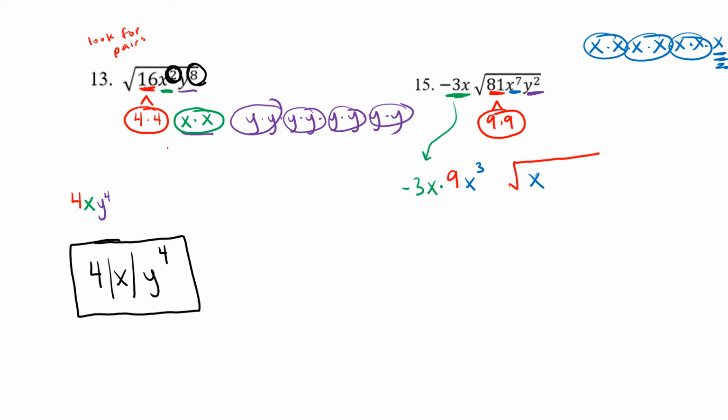Y squared, how many pairs can you pull out of that? Well, that is a pair, right? That's just a y times y. So that comes out as just a y there. No y's left over, so that's all that goes inside of our square root.